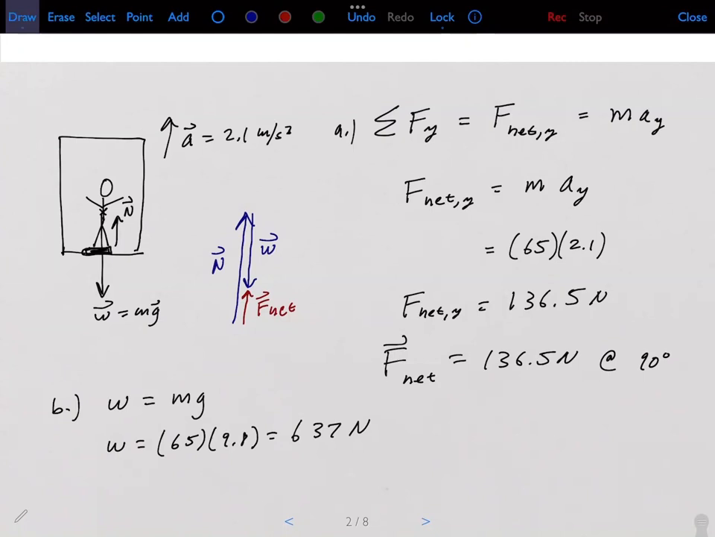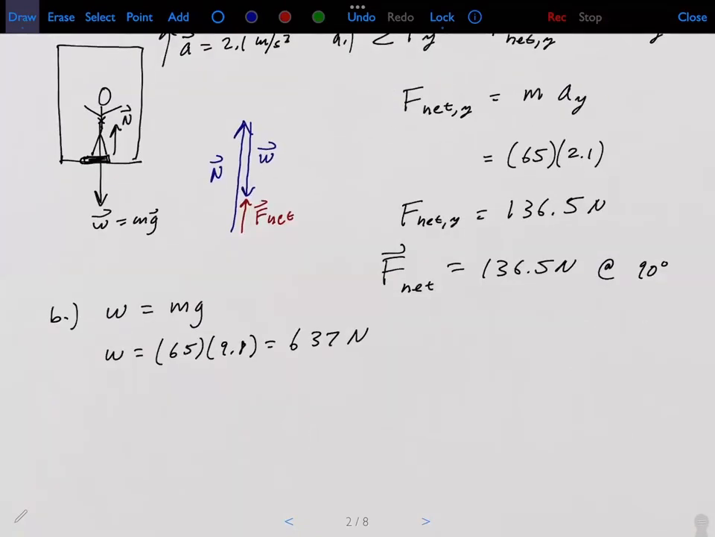Okay. And it's acting downward, right? If we want the direction, it's acting downward. So at 270 degrees, or you could say, 90 degrees, or you could say south, right? It's acting south.